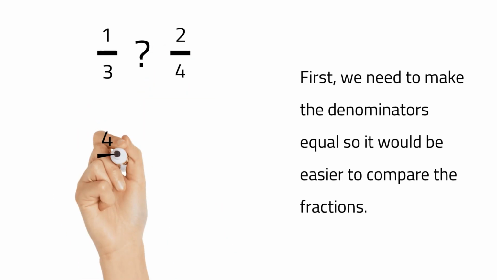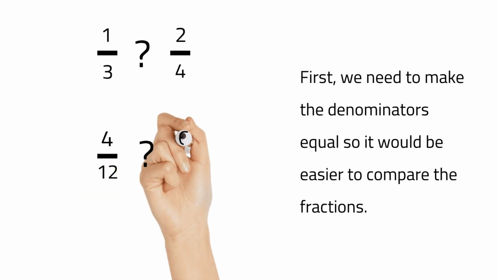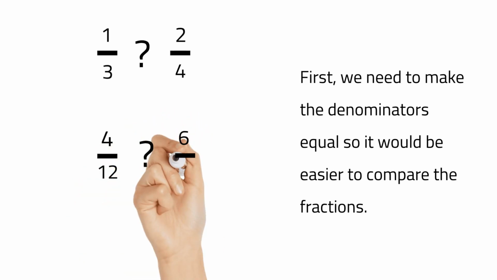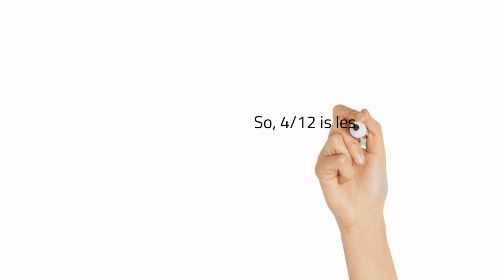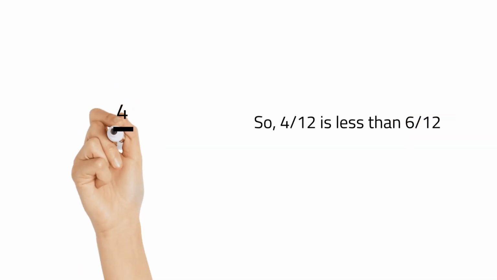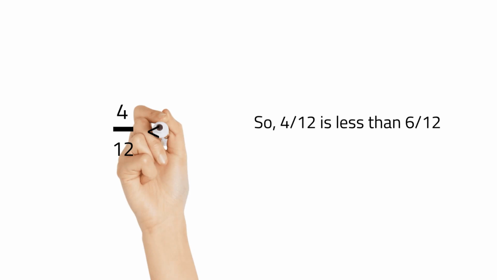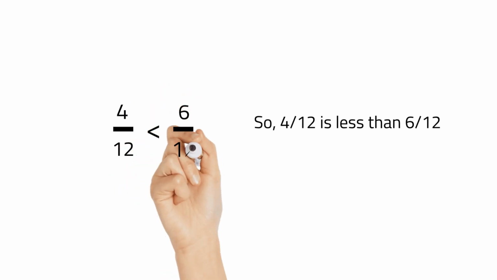1/3 will change into 4/12 because we multiply it by 4, and 2/4 will change into 6/12 because we multiply it by 3. So 4/12 is less than 6/12. So we put the less than sign in the middle.